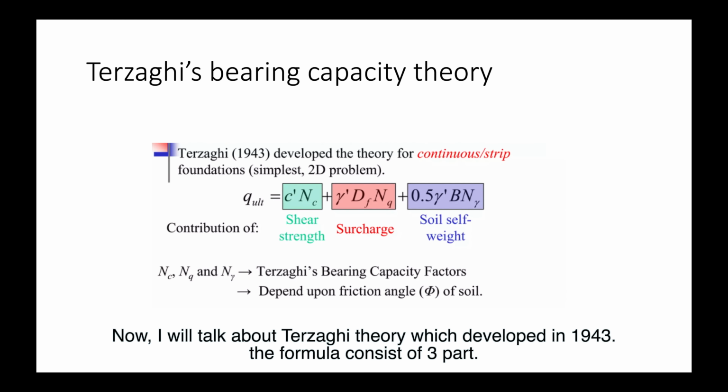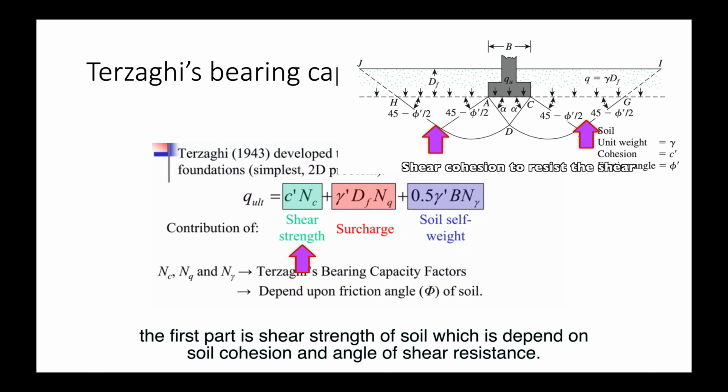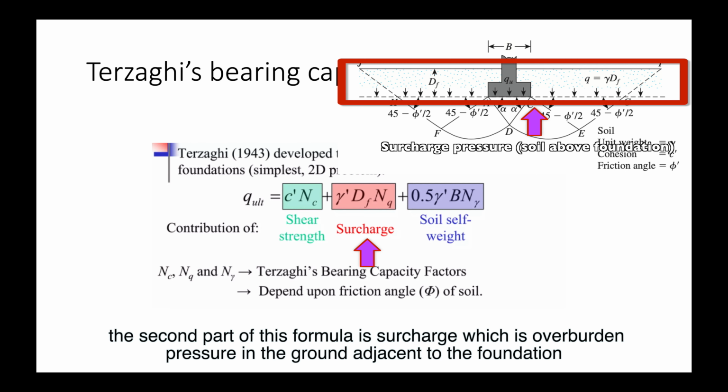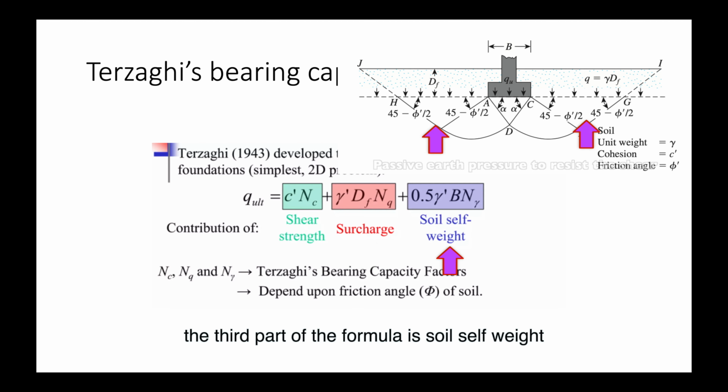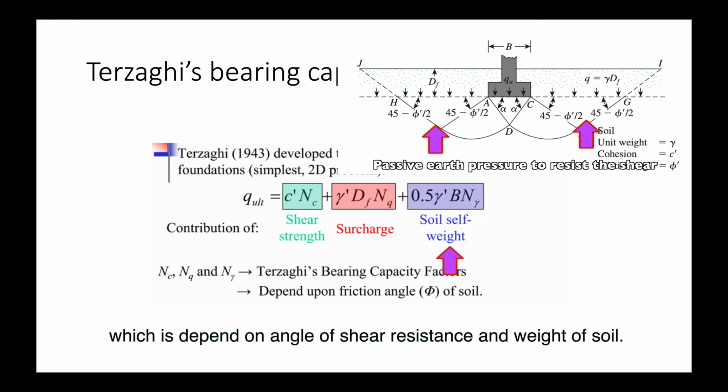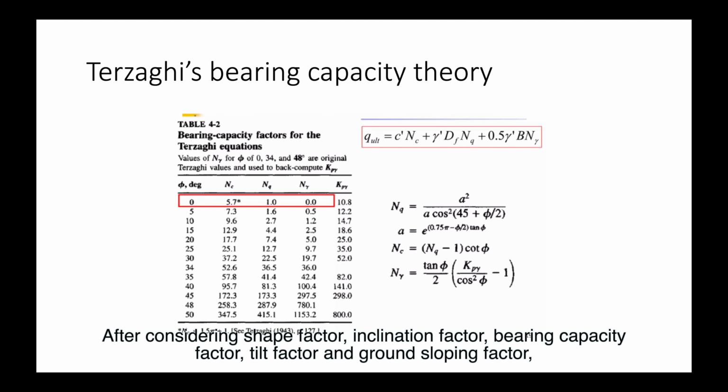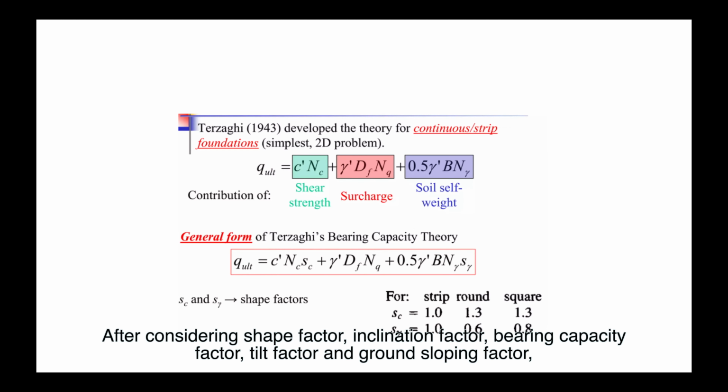The formula consists of three parts. The first part is the shear strength of soil, which depends on soil cohesion and angle of shear resistance. The second part of this formula is surcharge, which is the overburden pressure in the ground adjacent to the foundation, at the same level as the base of the foundation. The third part is soil self-weight, which depends on the angle of shear resistance and the weight of soil, after considering shape factor, inclination factor, bearing capacity factor, tilt factor and ground sloping factor.